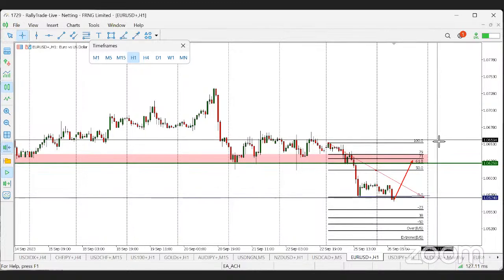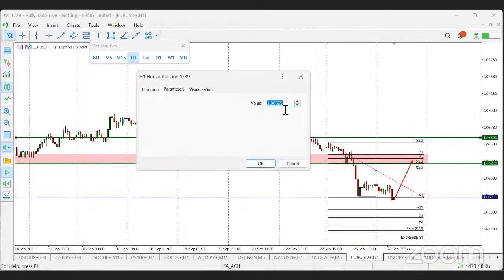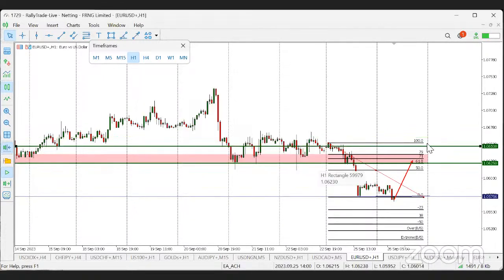And my stop loss will just be above yesterday's high price, which is 1.06500. So my stop loss will be at 1.06500, around that region as the stop loss.